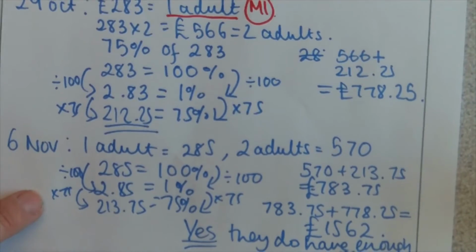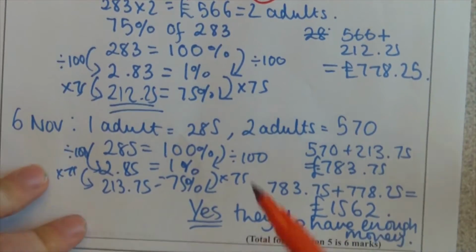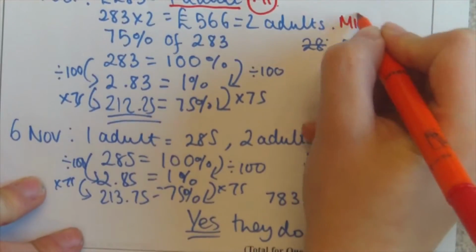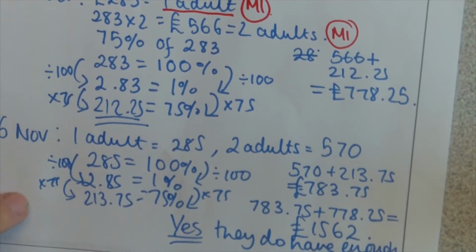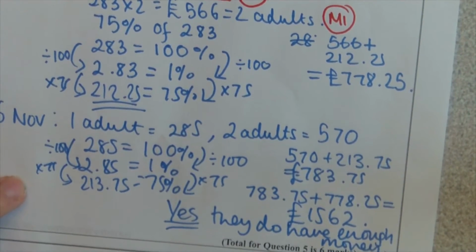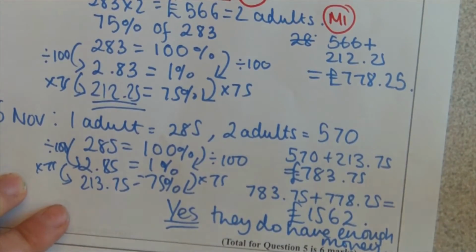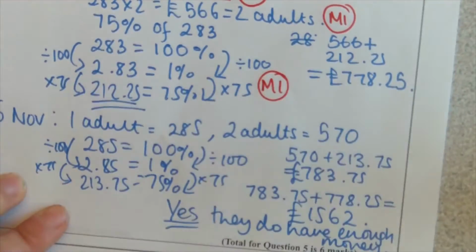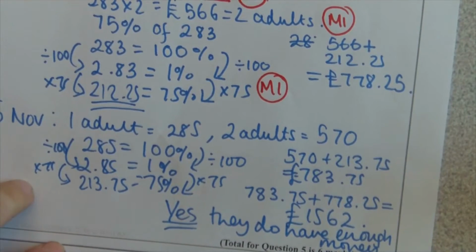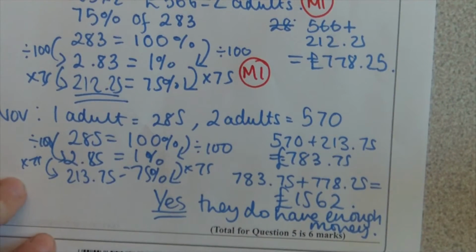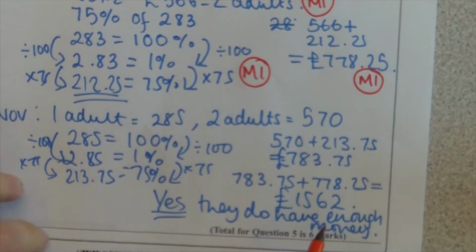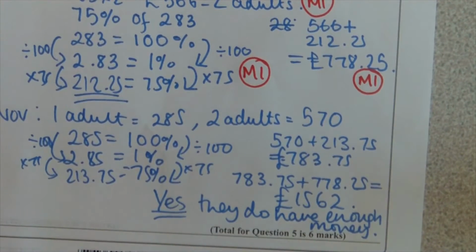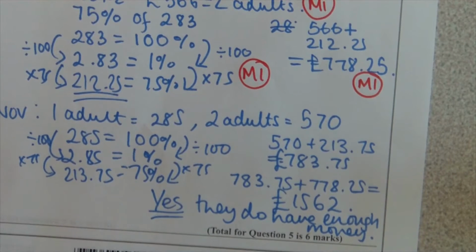Your second mark, therefore, is for working out the cost of 2 adults on any given day. So pick the correct days, 1 adult, 1 mark, 2 adults is your second mark. Your third mark is for doing the percentage of the amount, so finding out the cost of the child, either going in or coming back. Your fourth mark is for adding all of that together to give you the total it will cost the family to fly either in or out of Italy.